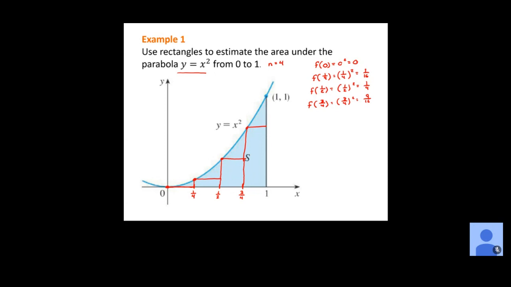Now, what's the width of each of our rectangles? Still 1/4, right? So that hasn't changed. So we're still taking 1/4 as our width. We're going to add up all the heights. This time that's 0 plus 1/16 plus 1/4 plus 9/16. So again, at that point, we can just use our calculator. And decimal or fraction is fine here. So once you get that, let me know what you got.